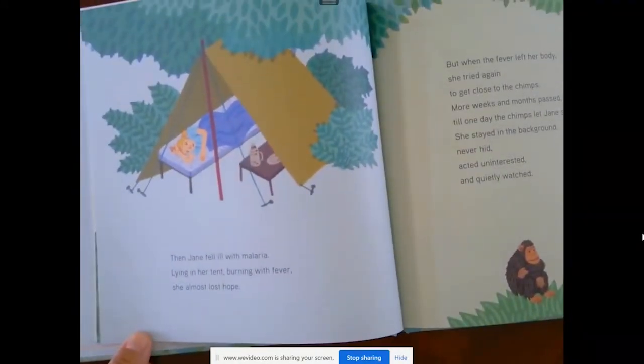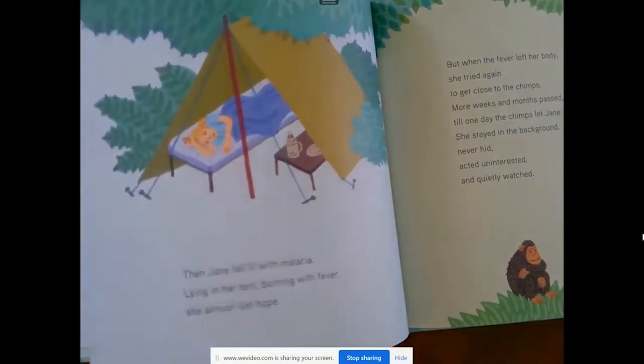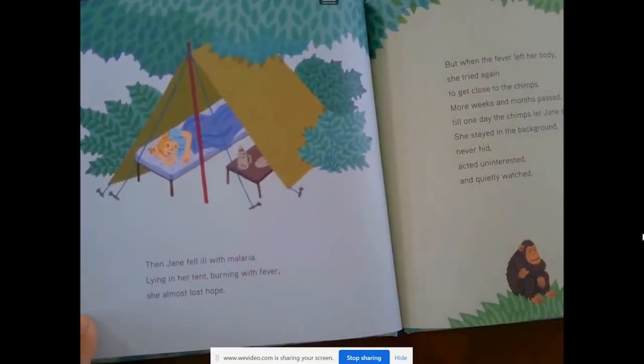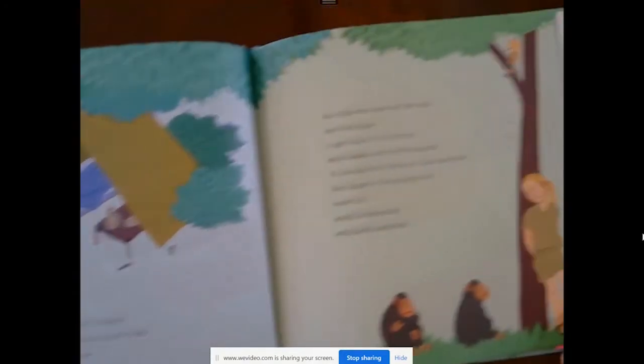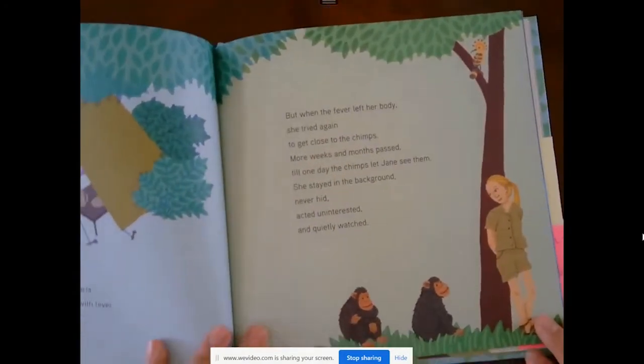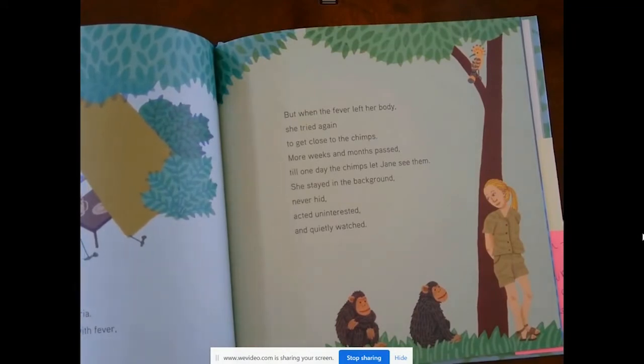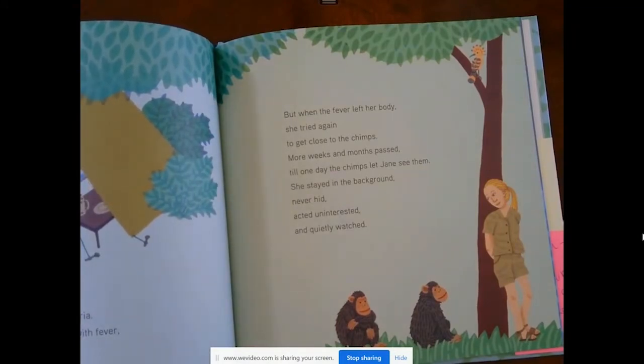Then Jane fell ill with malaria. That means she got sick. Lying in her tent, burning with fever, she almost lost hope. But when the fever left her body, she tried again to get close to the chimps. More weeks and months passed, till one day the chimps let Jane see them. She stayed in the background, never hid, acted uninterested, and quietly watched.